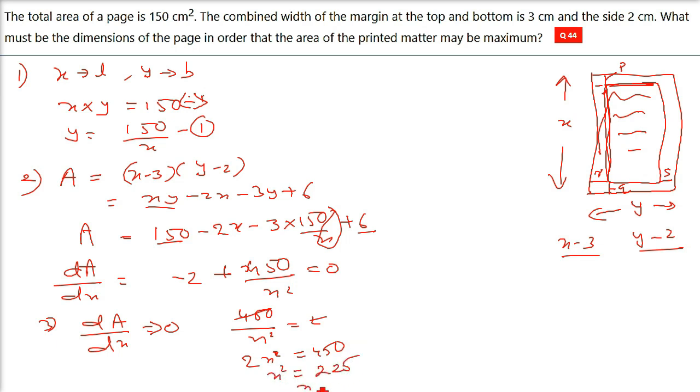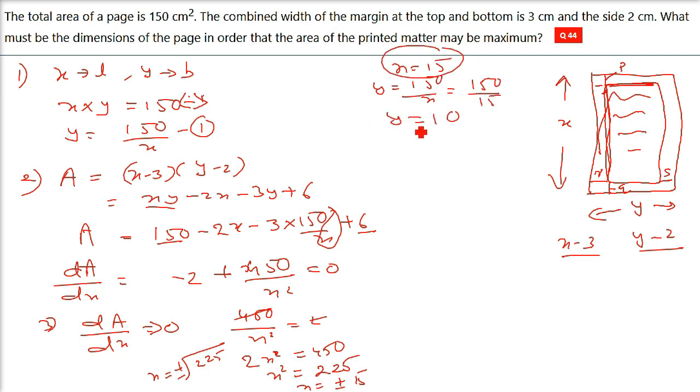X square is 225, so x will be equal to plus or minus 15. Now tell me, are you going to take a negative value? No, we can't. The distance, or the length, cannot be negative. So we are definitely going to go with x equals 15. How about y? Y is 150 by x, so 150 by 15, which is going to be 10. So you already got the answer. X is 15, y is 10.